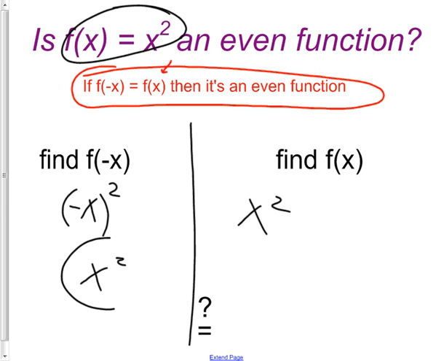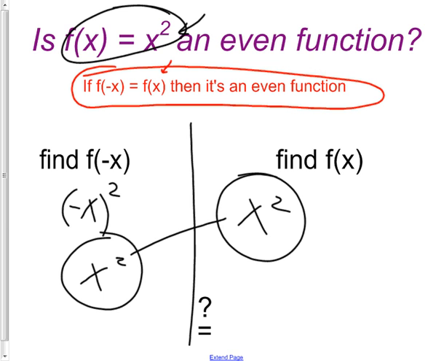Now, did that turn out to be that? Yes, it did. So what did I just prove? I just proved that f of x equals x squared, that function, is even, because these were equal. So it's even.